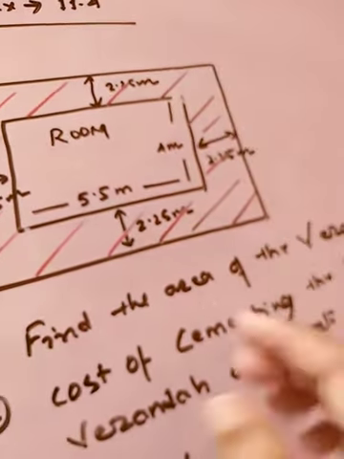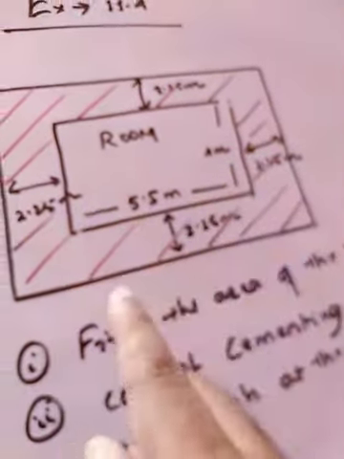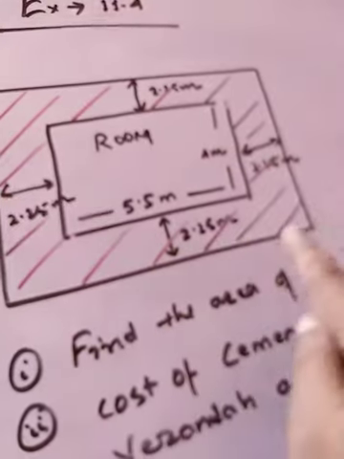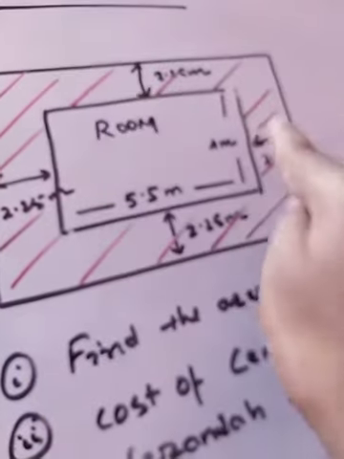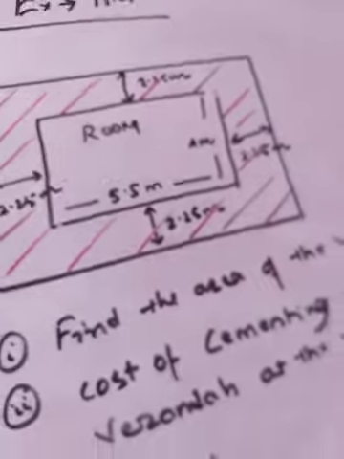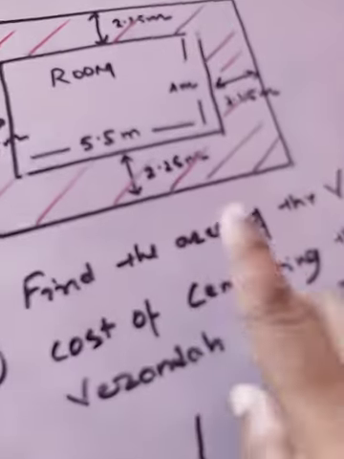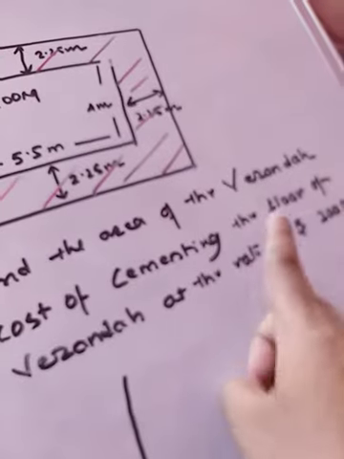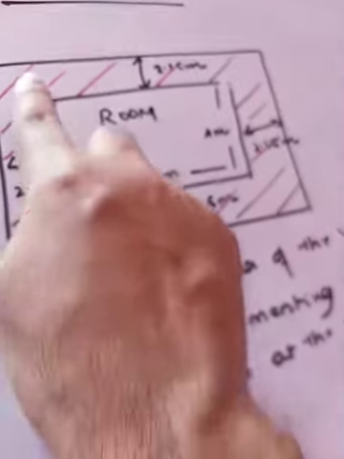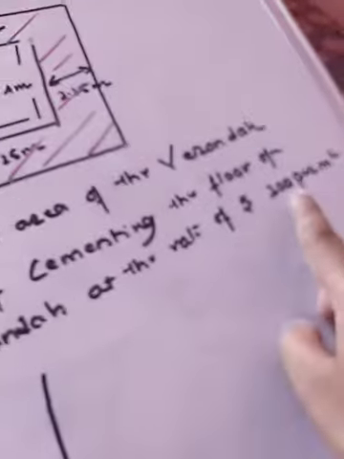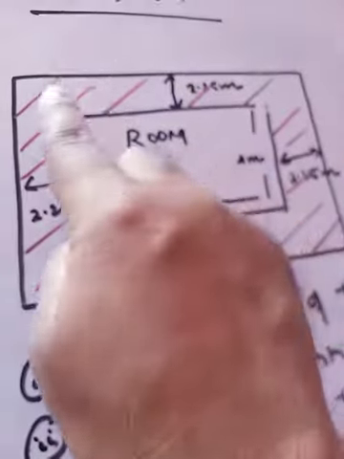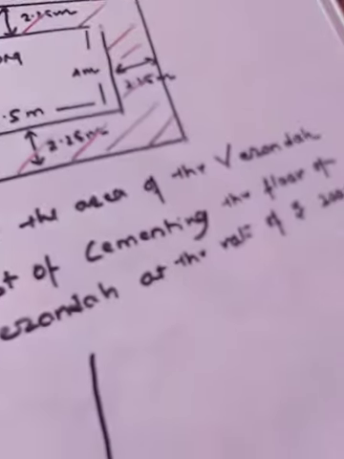So this is what we will do, because the concept is that this inner portion needs to be subtracted from the outer rectangle to get this shaded portion. Once you get the area of the veranda, then we have to find the cost of cementing the floor. That means this part we have to cement at the cost of rupees 200 per meter square. This is why we have to get the area of the veranda first, and then only we can get the cost.